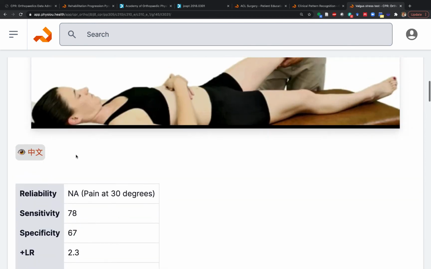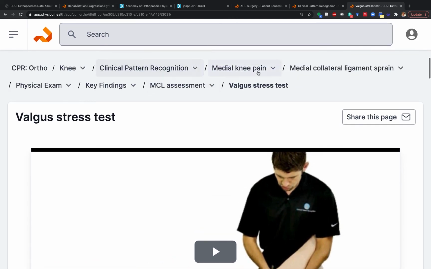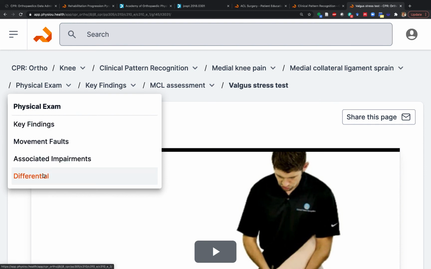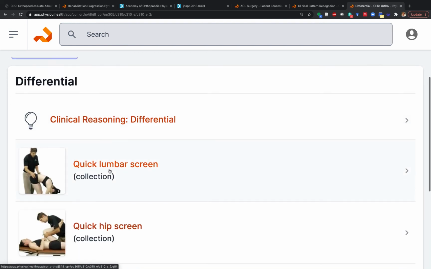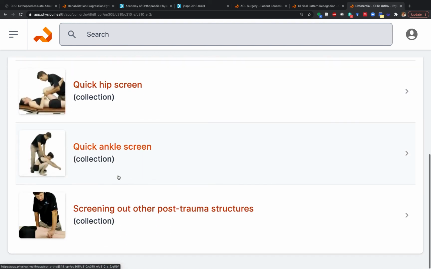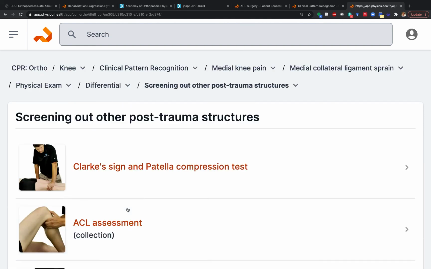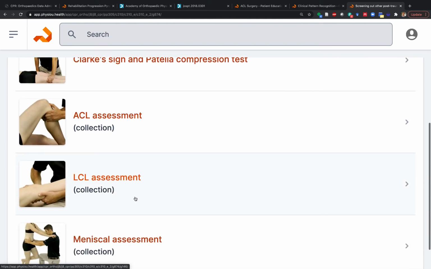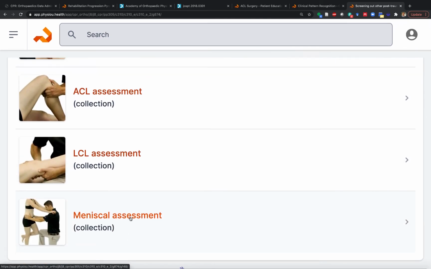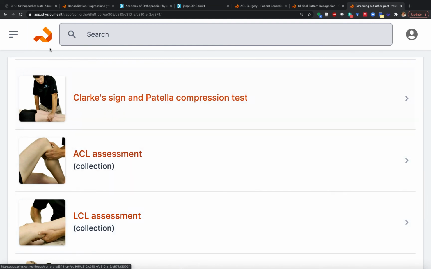Okay, and if I go back to talking about the differential diagnosis, it's very similar, right? Clear other potential structures that might have been involved and rule out other post-traumatic structures that we think may be involved. So you've got ACL, LCL, meniscal, okay, and patella.